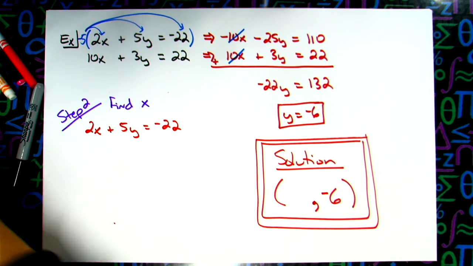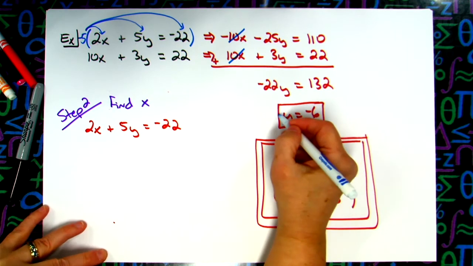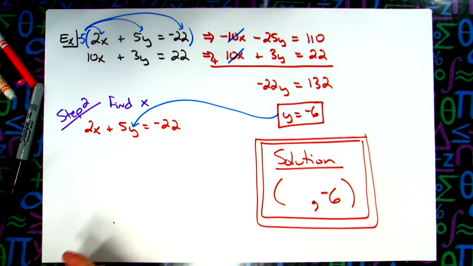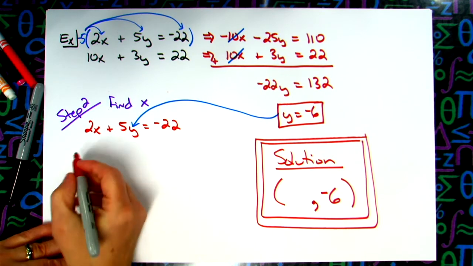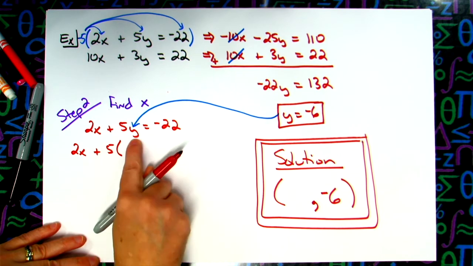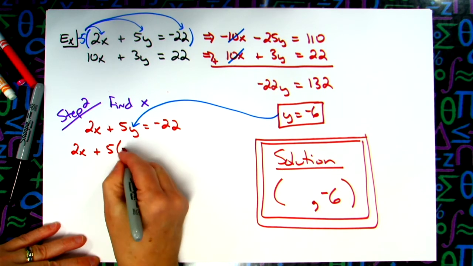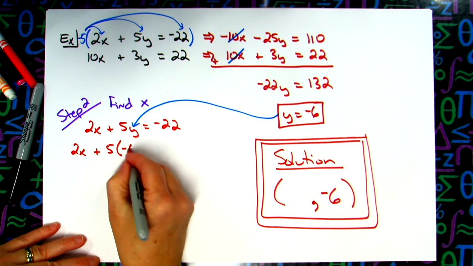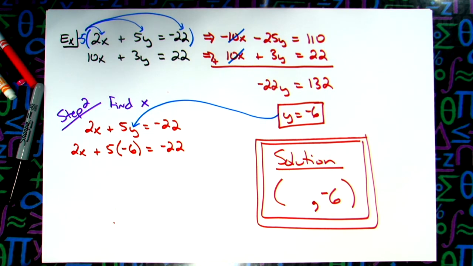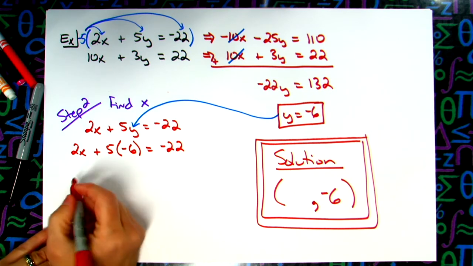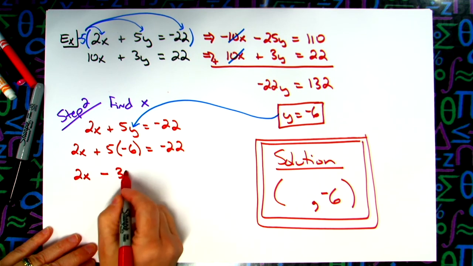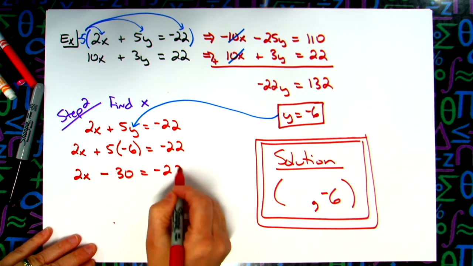Alright, this time I'm going to take this negative 6 that's y and plug it in for that y value. So then the 2x is going to stay put. I'm going to have 5 times, replace y with what it equals. 5 times negative 6 is negative 30. 2x, so I'm just going to make it a minus 30 equals a negative 22.